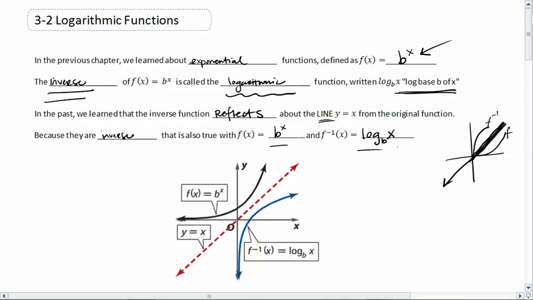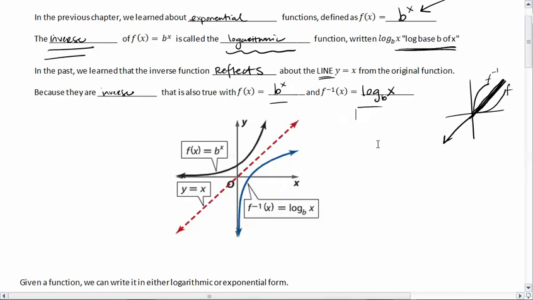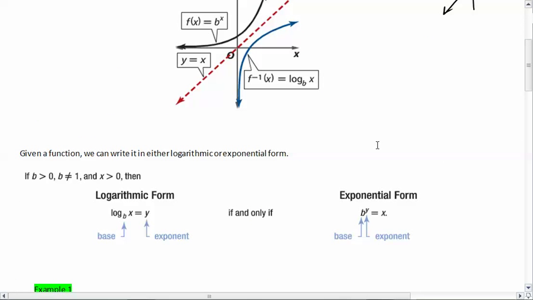So here's what that looks like. If we have f of x equals b to the x, we learned what that looked like from exponential functions. Well, the inverse of that is going to be the same, except reflected about that y equals x line. So given a function, we can write it in either logarithmic or exponential form. Given one function, we can write it two different ways.